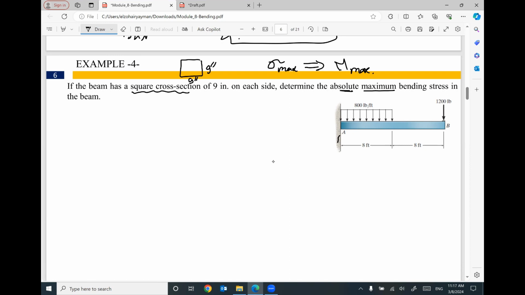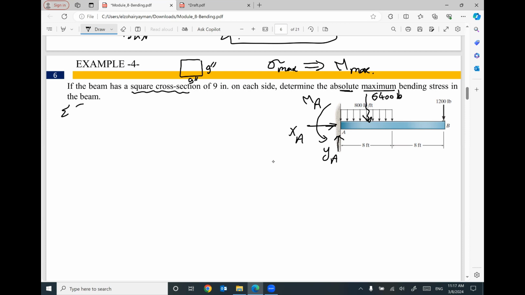For me, we have a fixed support at A, so I will have three reactions, YA, XA, and MA. Keep in your mind, we have a uniform distributed load here, so I will convert it to an equivalent load. How much? 800 times 8, it will be 6,400 pound.